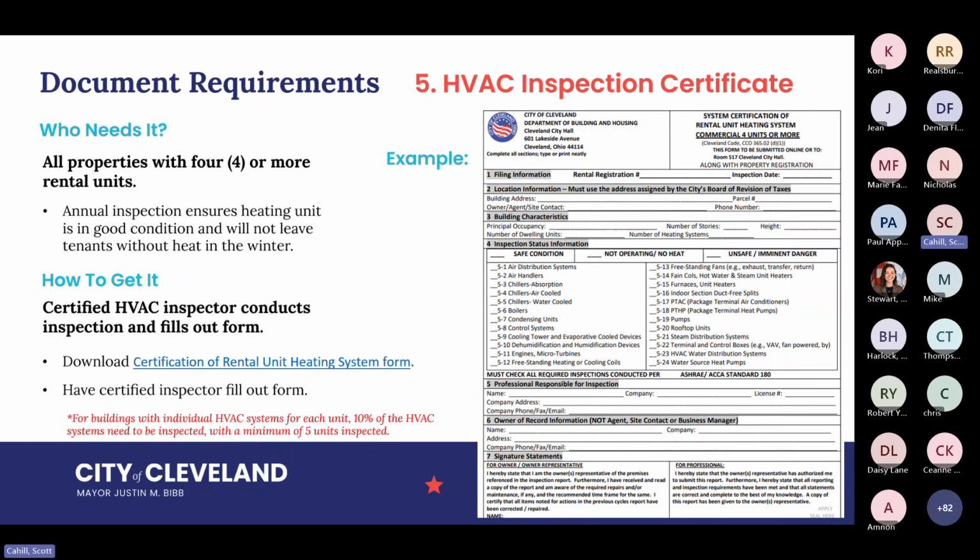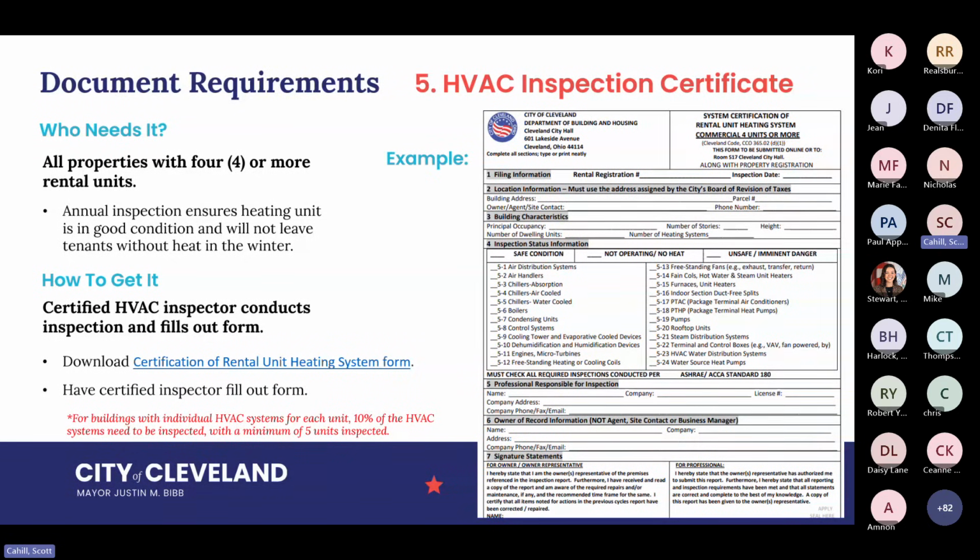The fifth document that may be required is an HVAC inspection certificate. Any property that has 4 or more rental units requires an annual HVAC inspection. This ensures that the heating unit is in good condition and won't leave tenants without heat in the winter. The way you get this certificate is to have a certified licensed inspector come and look through your heating system. They can fill out this form and sign or stamp their seal at the bottom, showing that the inspection of the unit was completed and it's in good working condition.